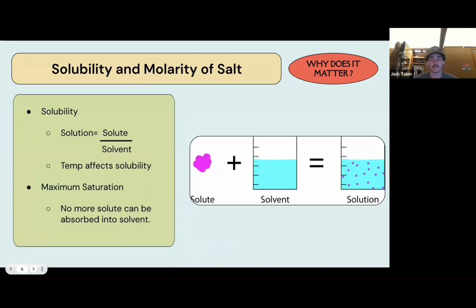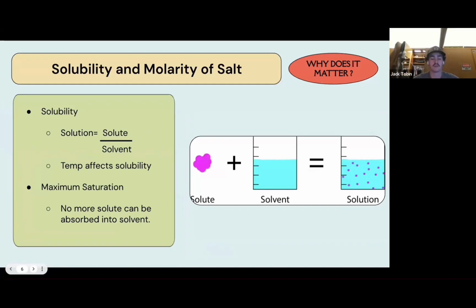Solubility directly relates to molarity. Solubility can be defined as the amount of solute that can be dissolved in a certain amount of solvent at a specific temperature. Increasing the temperature of a solvent directly increases solubility, or increases the amount of solute you can fit into your specific amount of solvent.